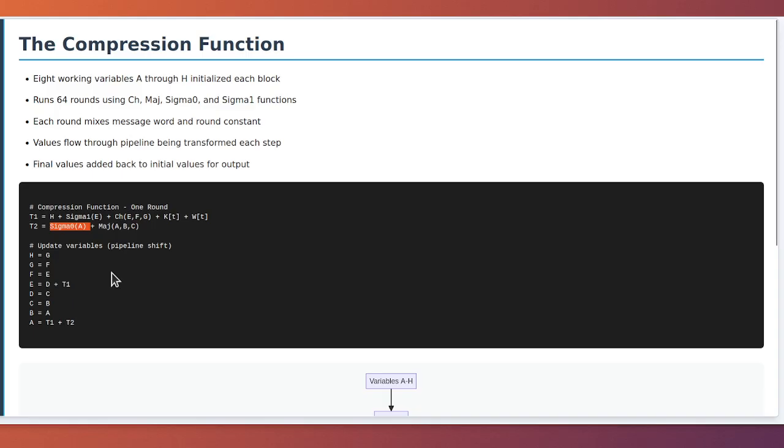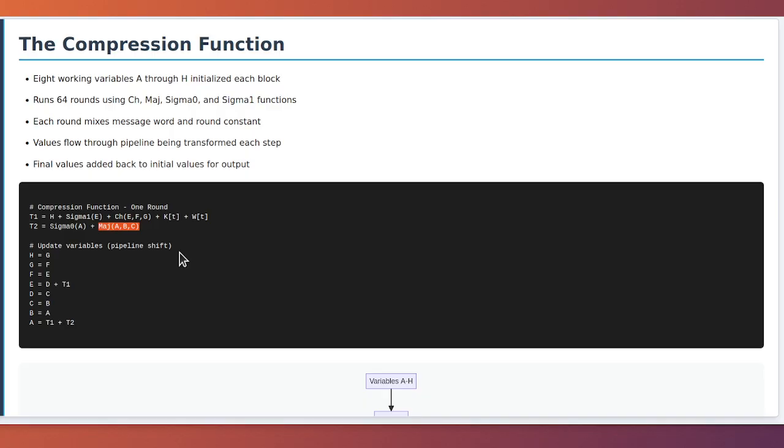The Ch function stands for choose. It outputs F if E equals 1, or G if E equals 0, for each bit position. Mathematically, Ch of E, F, G equals E AND F XOR NOT E AND G. The Maj function stands for majority. It outputs the majority bit among A, B, and C at each position. Mathematically, Maj of A, B, C equals A AND B XOR A AND C XOR B AND C.